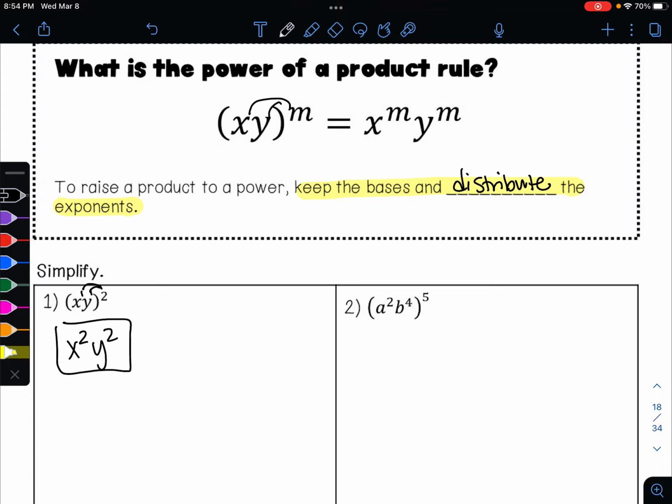Same thing here. I'm going to keep my base of a. 2 times 5 is 10. I'm going to keep my base of b. 4 times 5 is 20. So here my answer is a to the 10th times b to the 20th.